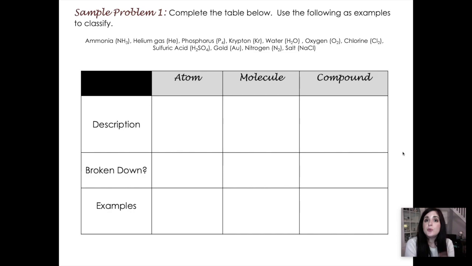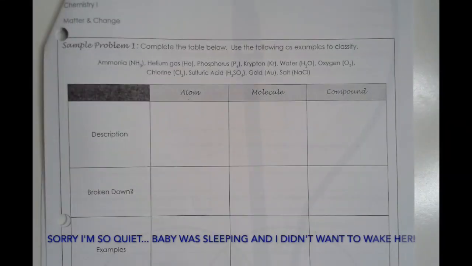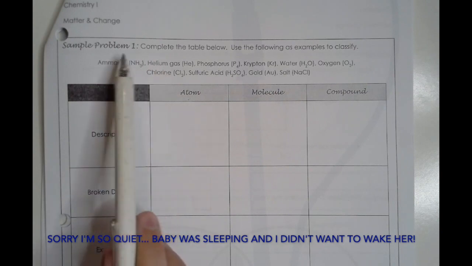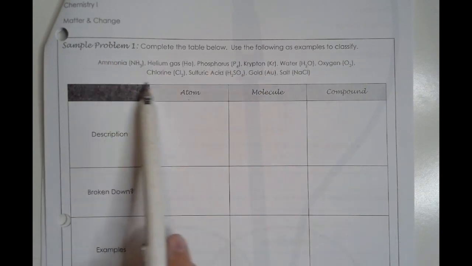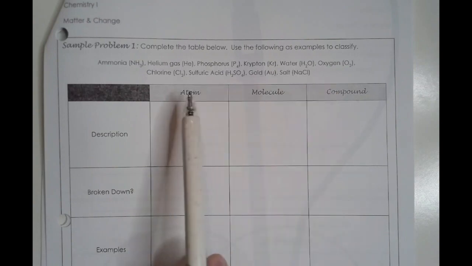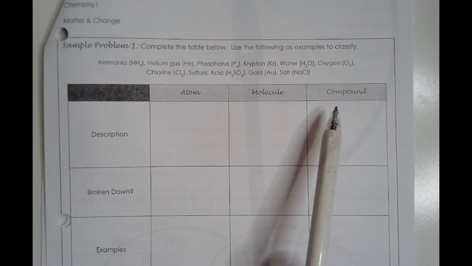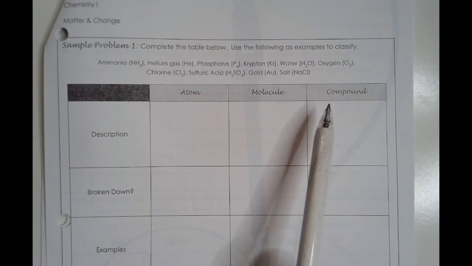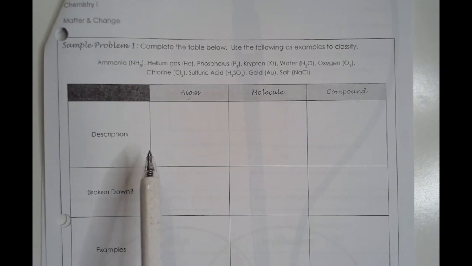Let's go ahead and do sample problem 1 together. So what we're going to do is actually categorize all of these different things that are listed up here, either as atoms, as molecules, or as compounds. But before we do that, let's actually very briefly describe each of them in very simple terms, and then say, can we break each of these down?